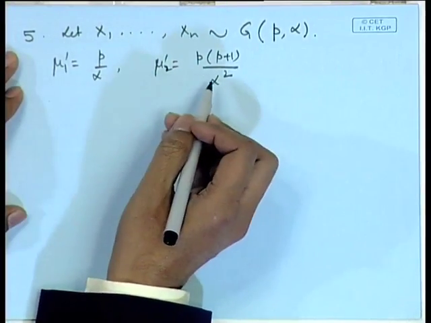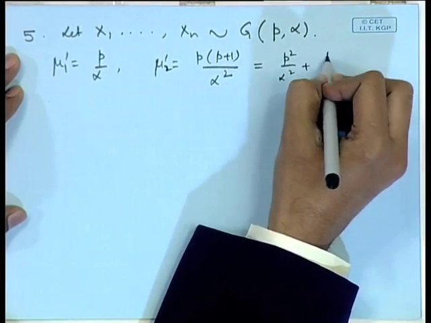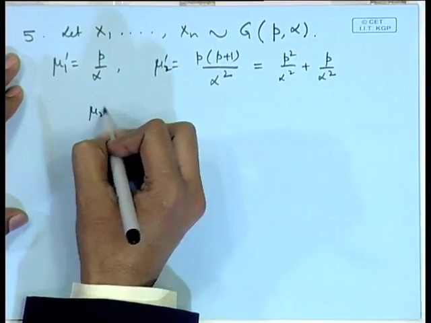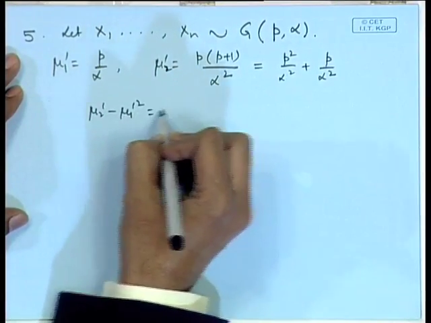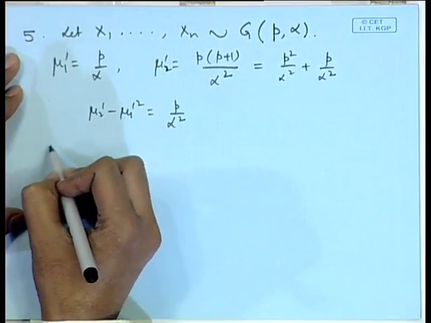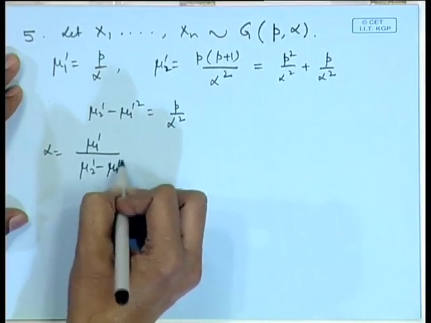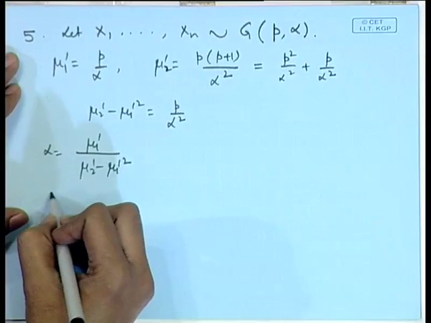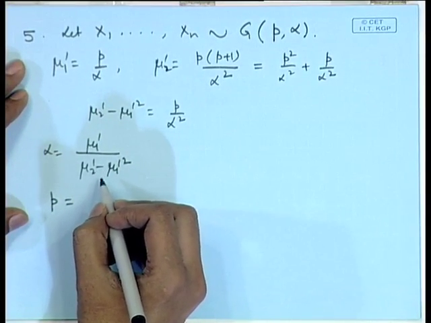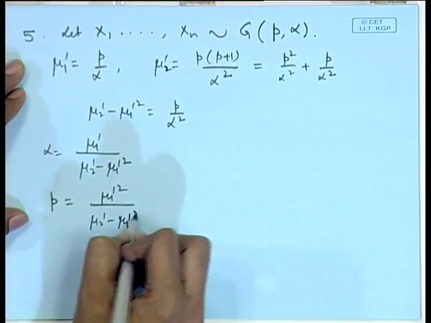So, once again if we want to solve it, we will get p square by alpha square plus p by alpha square. So, mu 2 prime minus mu 1 prime square is equal to p by alpha square. Let us take the ratio here. So, alpha is equal to mu 1 prime by mu 2 prime minus mu 1 prime square, and therefore, p is equal to mu 1 prime square by mu 2 prime minus mu 1 prime square.